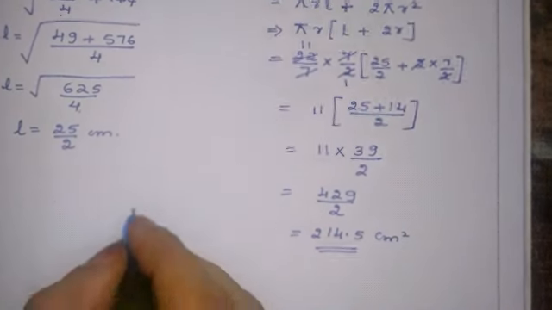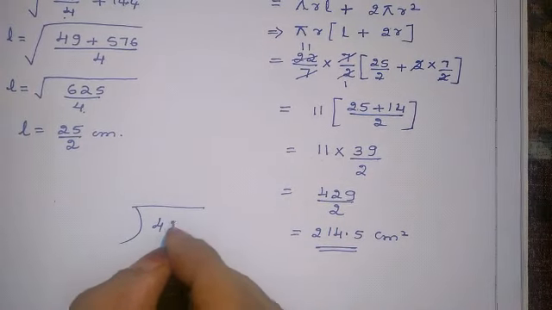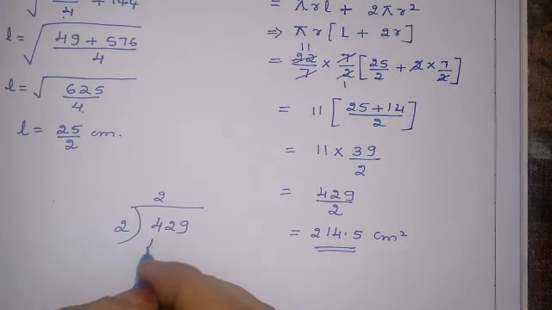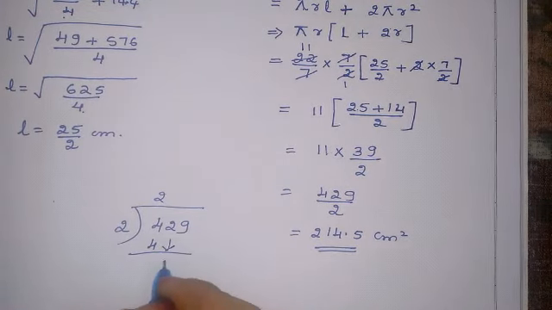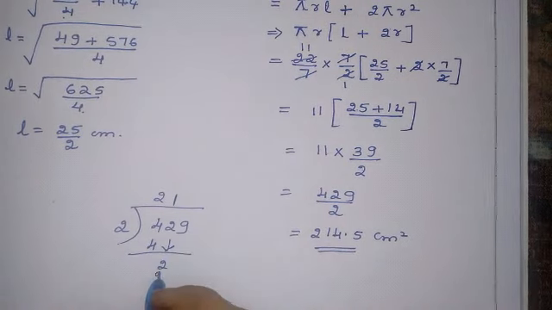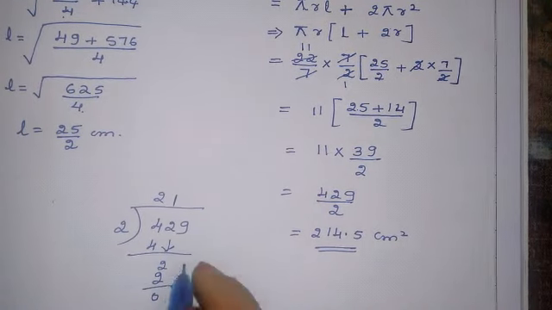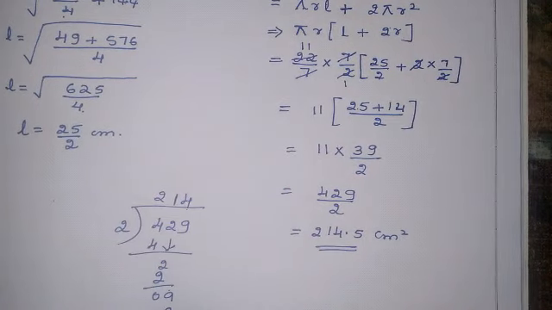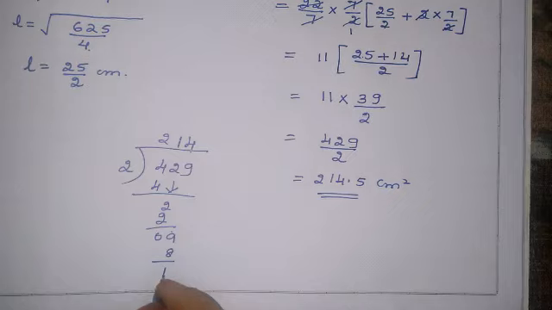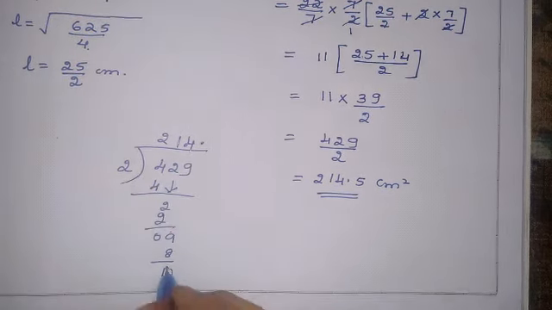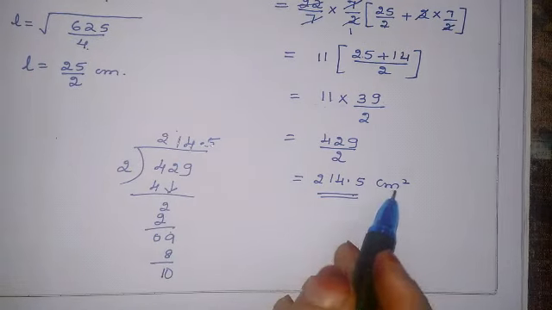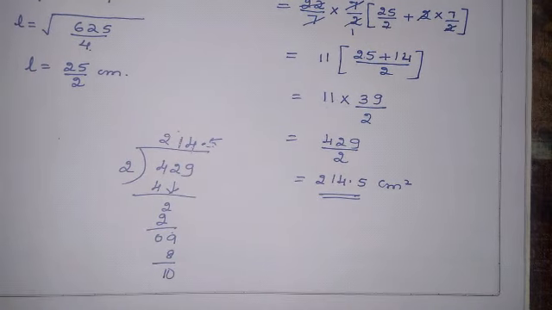How? We can see here in rough, 429 divided by 2. Okay, 2 twos are 4. Now let us bring 2 down. 2 ones are 2. Okay, let us bring 9 down. 2 fours are 8, so 1 remains. Now 1 is smaller than 2. 2 fives are 10. So 214.5 centimeter square. This is the answer for question number 3.